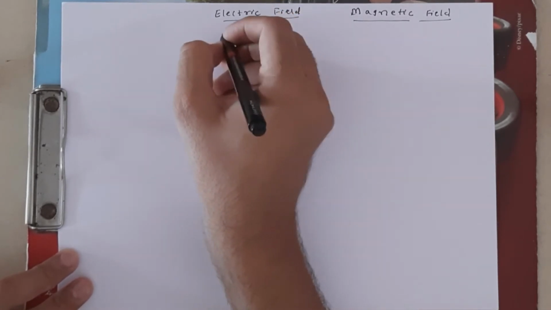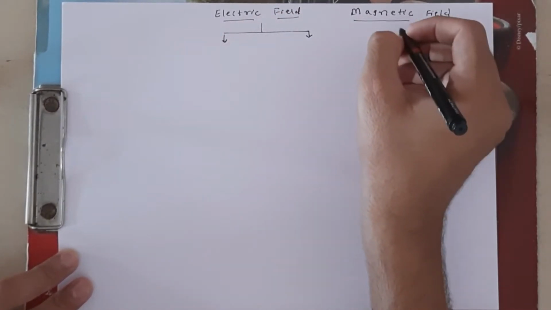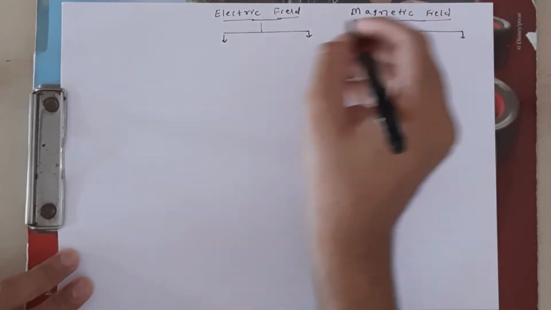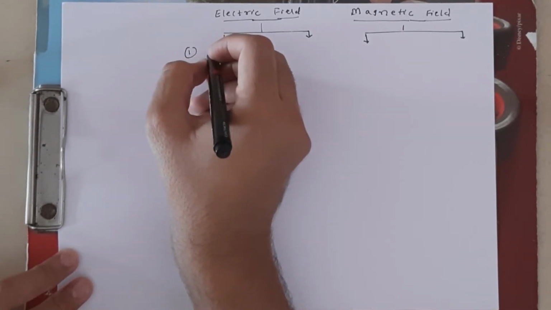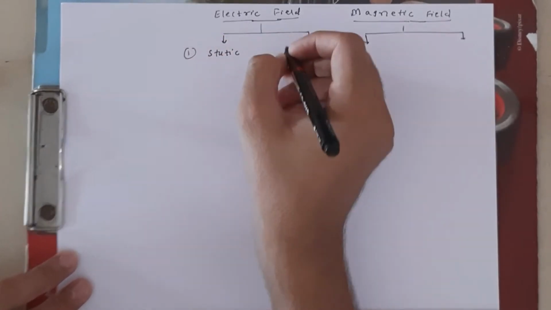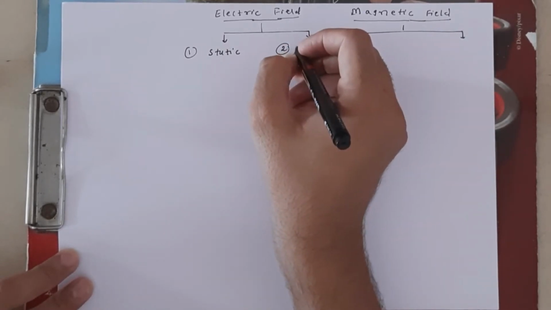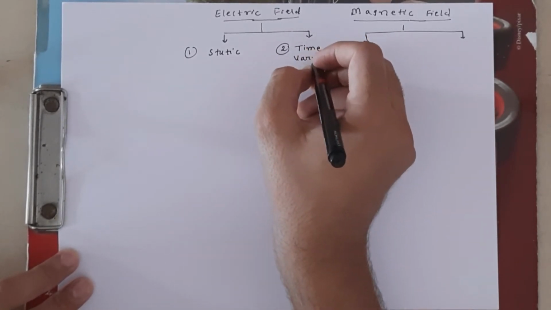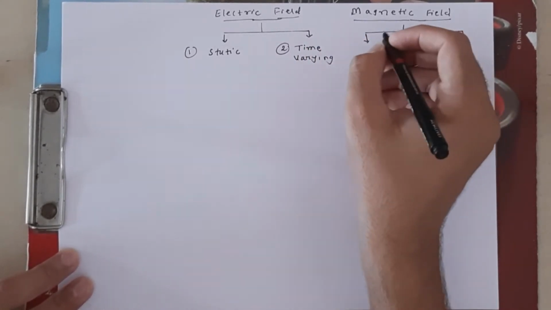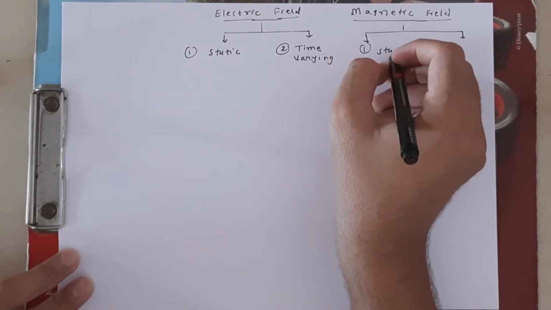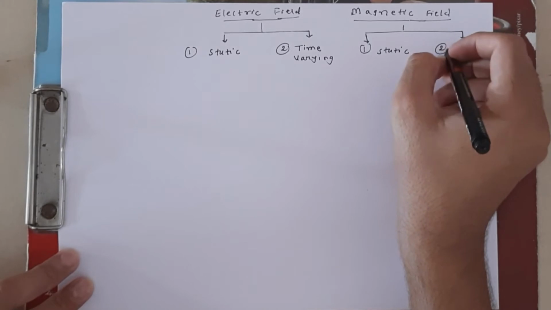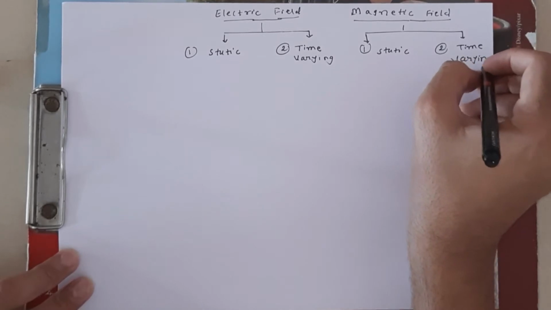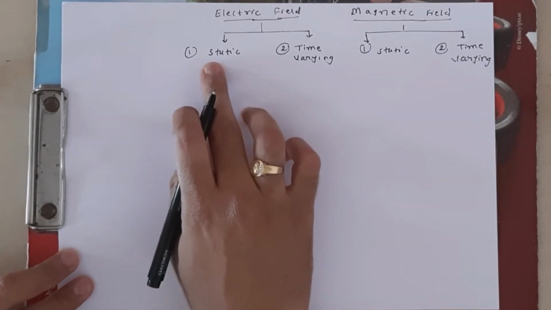Now there are two types of electric field. Similarly, there are two types of magnetic field also. Which two types of electric field? First is known as static electric field and second is known as dynamic, or you can say time varying electric field. Similarly for magnetic field, first is static magnetic field and second type is time varying magnetic field.